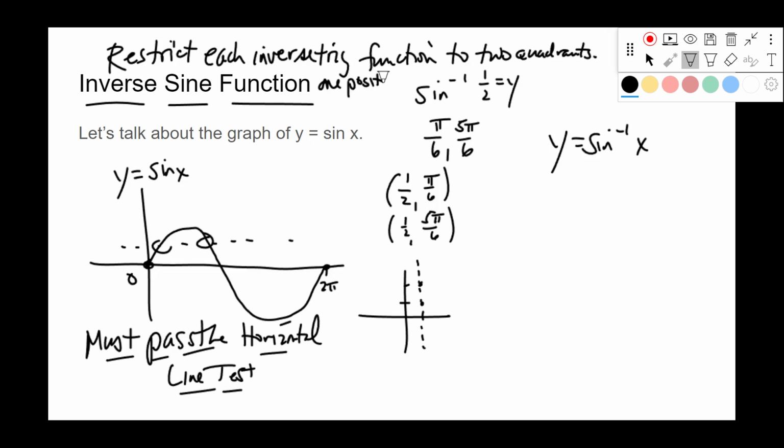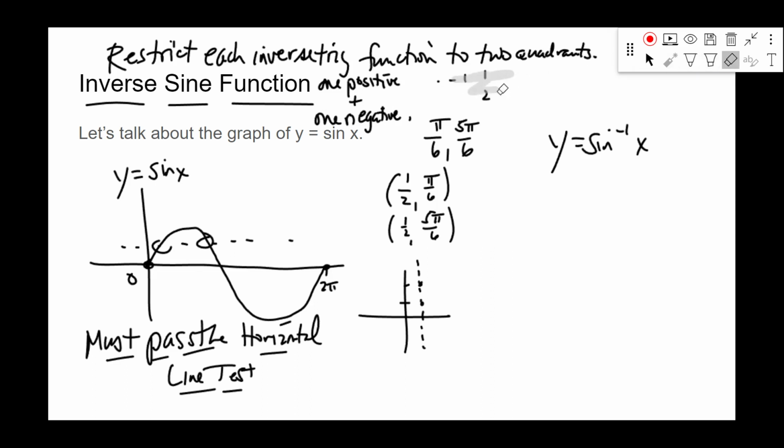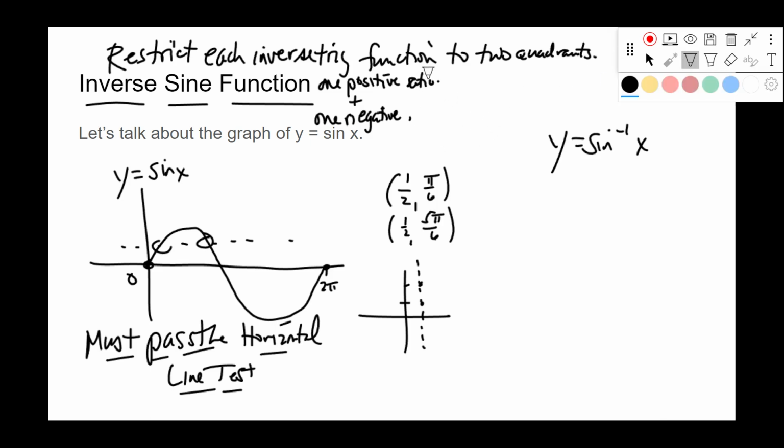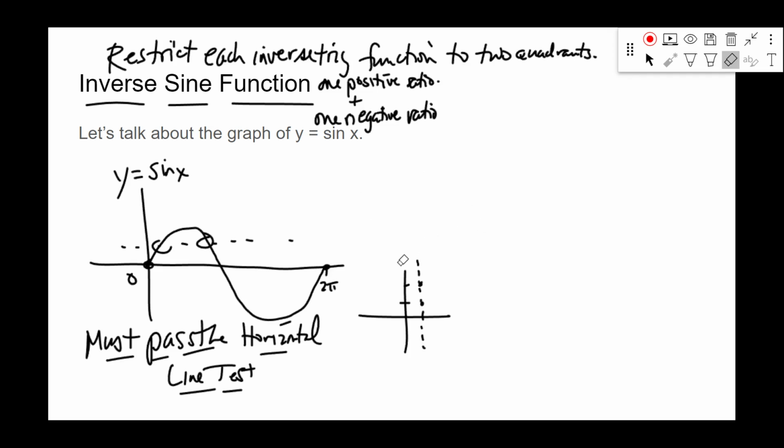One positive quadrant and one negative quadrant. By positive and negative, I mean the ratios. So one positive ratio quadrant and one negative ratio quadrant. Okay, so that's what we're going to try to accomplish here. Now, it sounds very complicated and convoluted, but I promise you it's not as complicated as it may sound. So here's the idea. Let's start with y equals inverse sine.